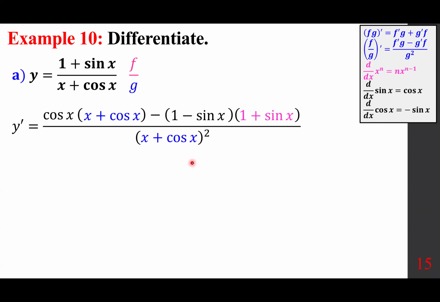We're done with calculus. Believe it or not, this is the only calculus. So this is easy. We get x cosine x plus cosine squared. This one, a minus b times a plus b is a squared minus b squared. So this is 1 minus sine squared. This negative remains.